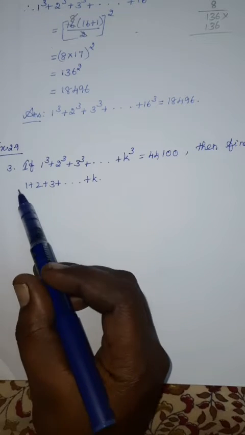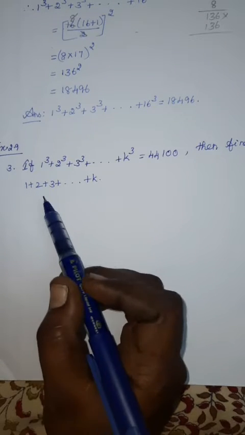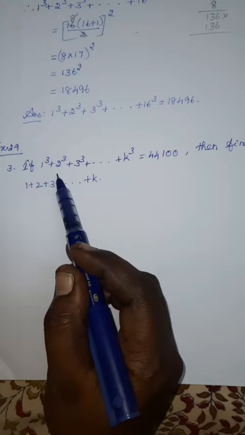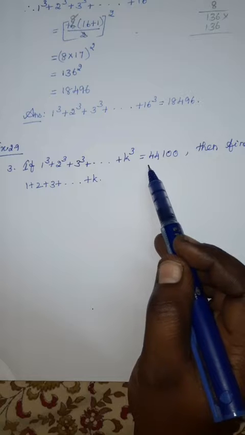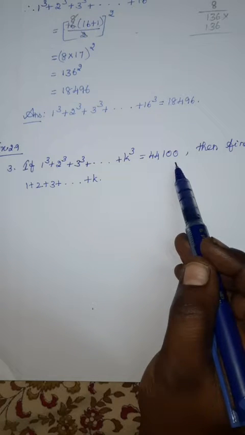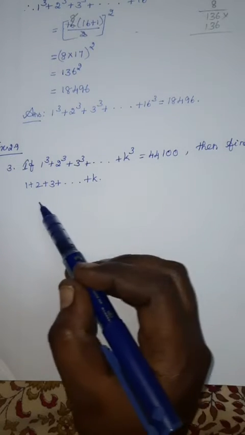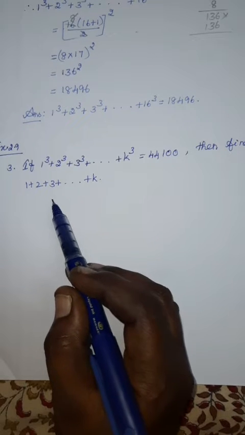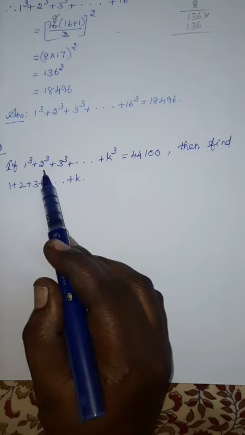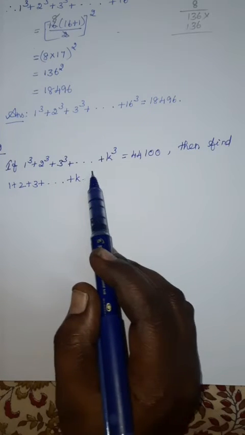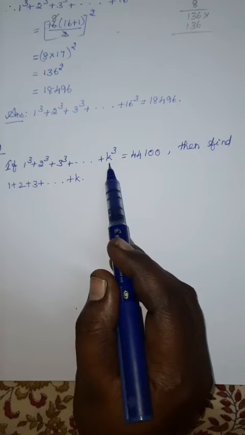Let us do exercise 2.9, third question. If 1 cube plus 2 cube plus 3 cube plus etc. plus k cube is equal to 44,100, then find 1 plus 2 plus 3 plus etc. plus k. They have given the value of 1 cube plus 2 cube plus 3 cube plus etc. plus k cube, up to k terms.